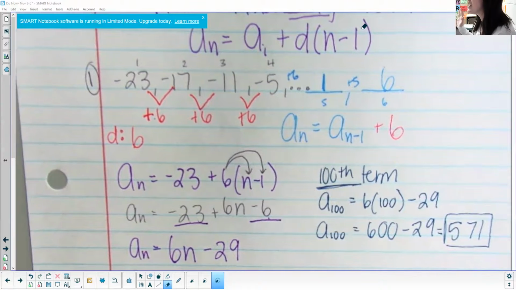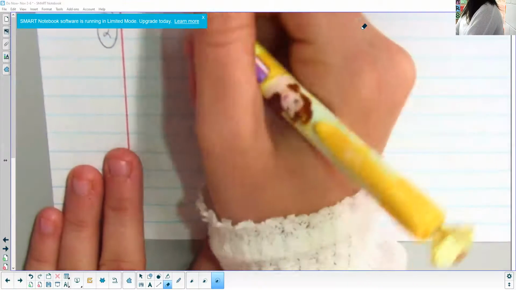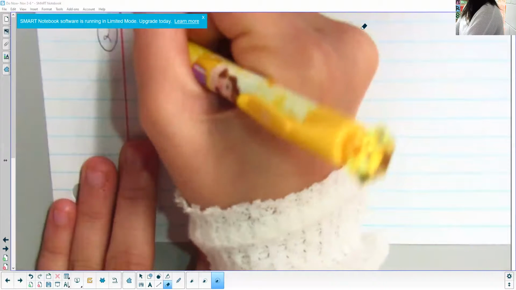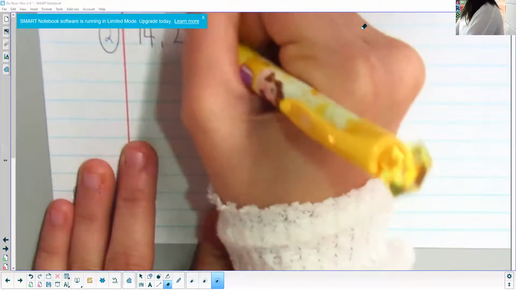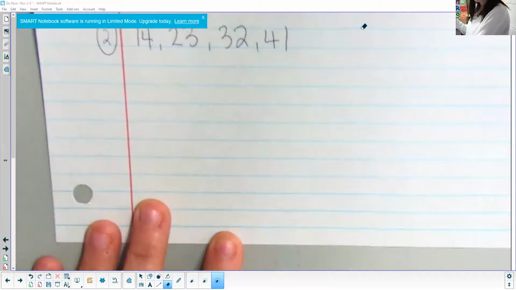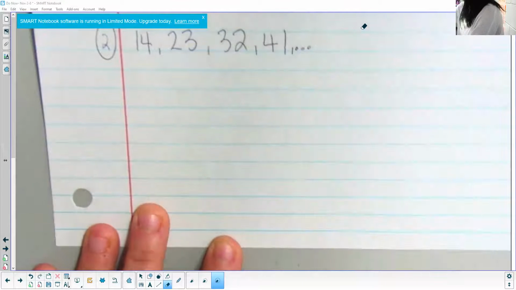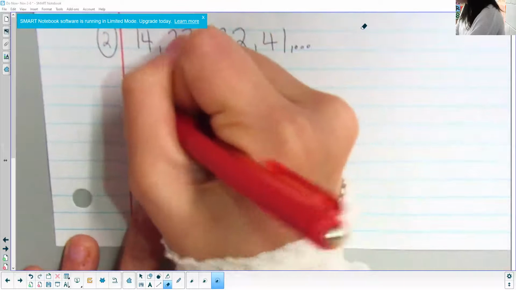All right, and we're going to do the exact same thing, just with a different sequence. So our second sequence is going to be number 2. We're going to do this one: 14, 23, 32, 41, and the sequence keeps going. Our process is still the same. We're still going to find the difference, our common difference.